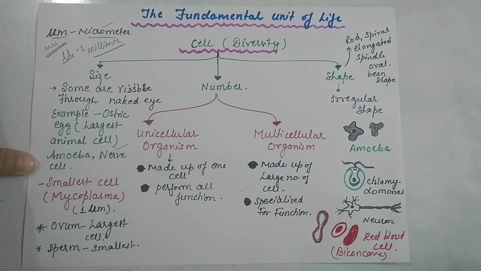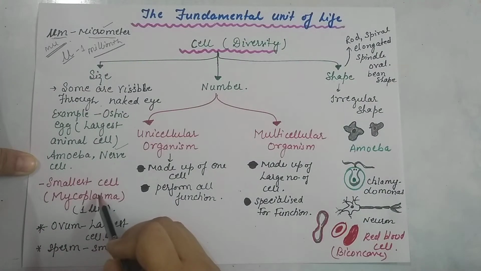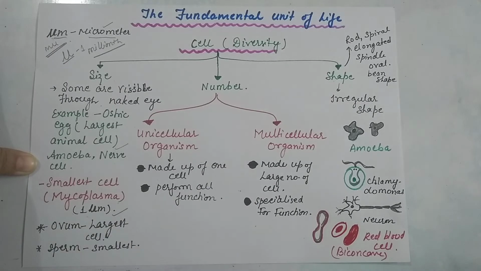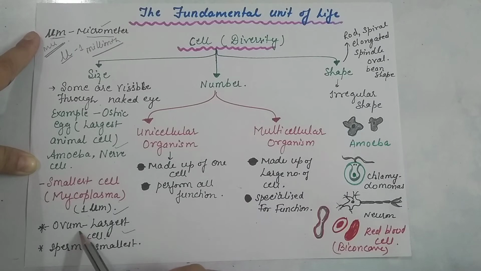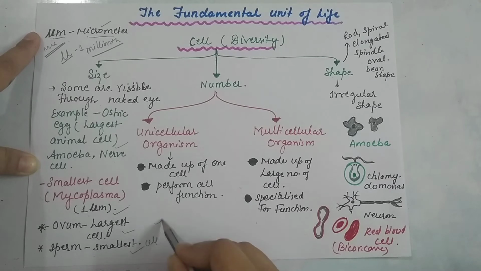So we have understood the size: some cells are visible and some are not visible. The smallest cell is mycoplasma, which is 1 mu m. In the human body, the ovum, the female egg, is the largest cell, and the sperm is the smallest cell.